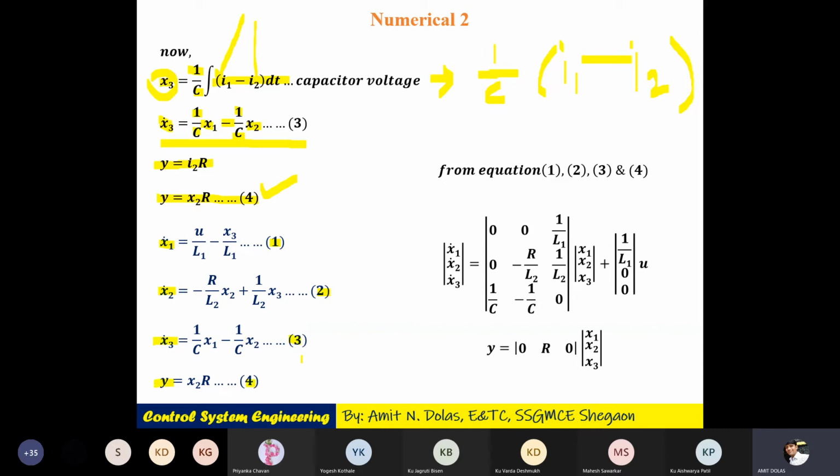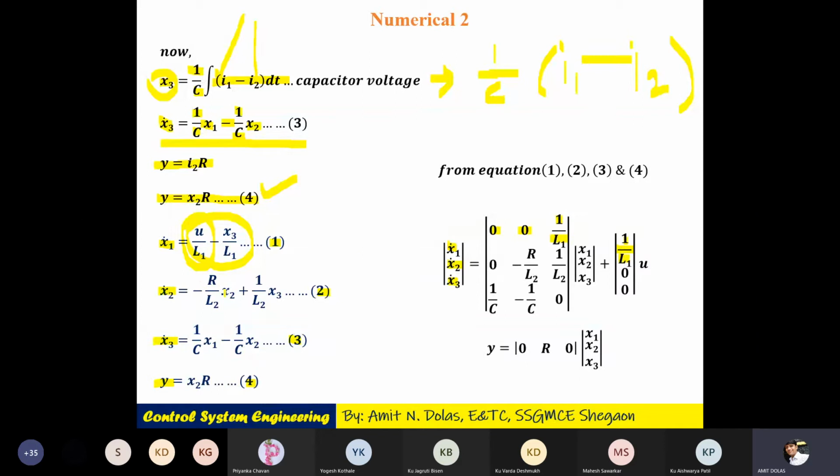And put all these equations into matrix form. So I have x1 dot, x2 dot, x3 dot. Then you can see in the first equation I have only the x3 term, whose coefficient is 1 by L1. So I wrote the x3 coefficient, which is 1 by L1. The remaining x2 and x1 coefficients are 0. And for u, the coefficient is 1 by L1. So for u we use 1 by L1.